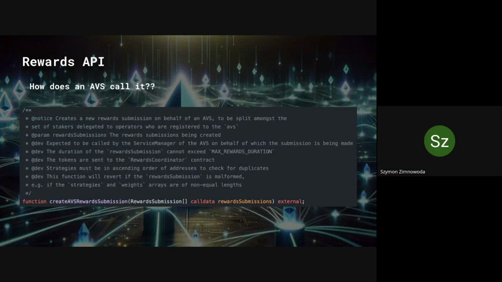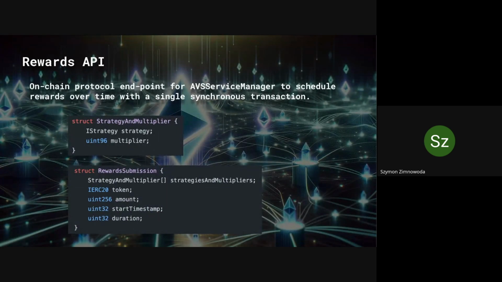Yep. Could you go back to the previous slide? So we have a token and amount from the reward submission, and this is the reward for everyone, right? But I do not quite get strategies and multipliers. How does it connect with token and amount, or is it not connecting at all?